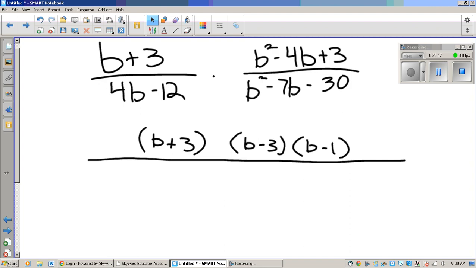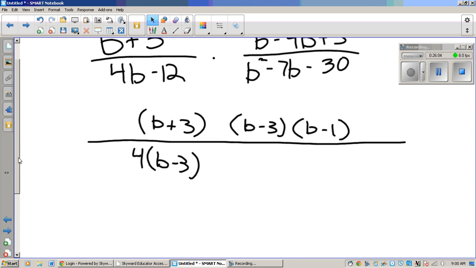And then this, I'm going to look for a greatest common factor. In this case, it's 4. And then this is multiplying to negative 30, but adding to negative 7. I've got b, what was that? Is that 10? B minus 10, b plus 3. Thank you.